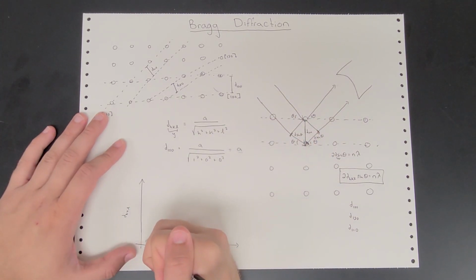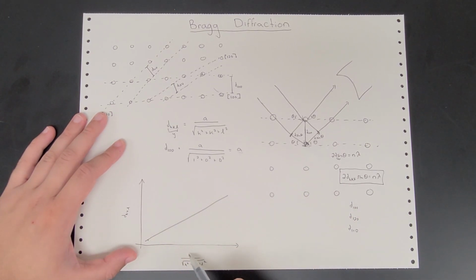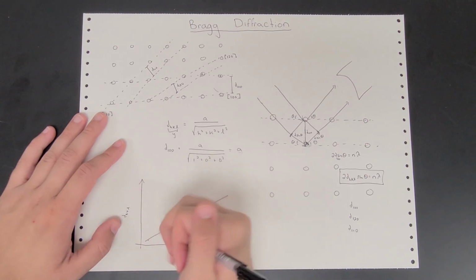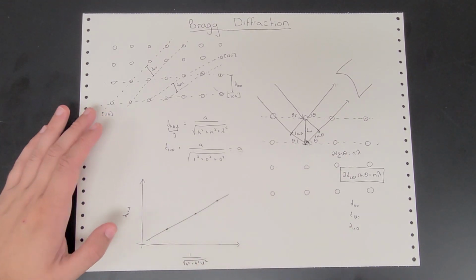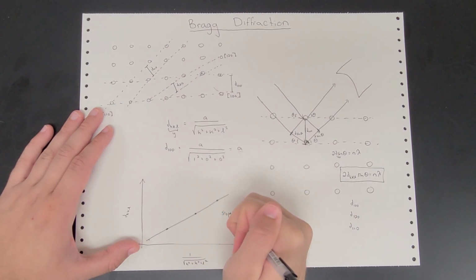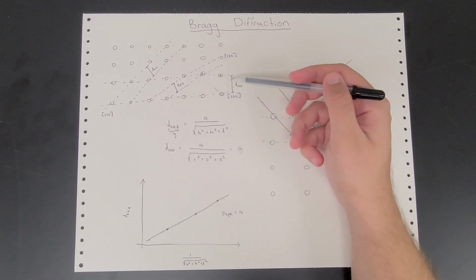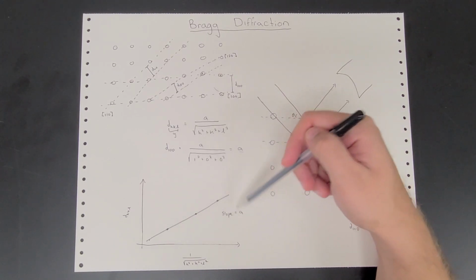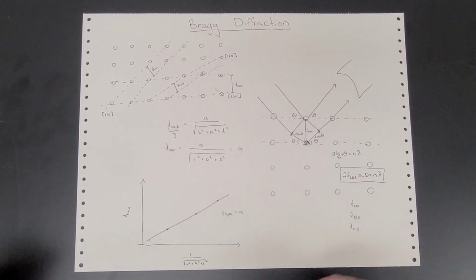So we'll get some line here, like so, and for each value of 1 over the root of h squared plus k squared plus l squared, we'll have our experimental value for the interplanar spacing that we'll graph. Then we'll draw a line of best fit, and from the slope of that line, we'll be able to determine a, our lattice constant, which of course is the same as our nearest neighbor spacing. We should also check to make sure that it is the same as this d_100 spacing for our cubic lattice.